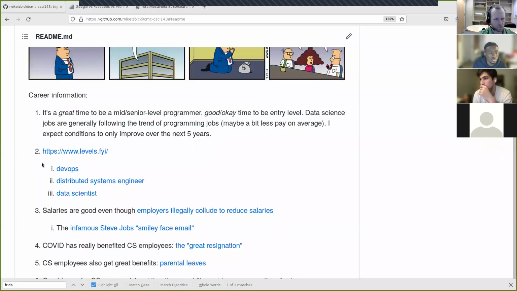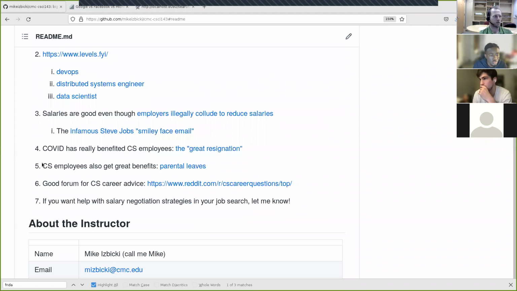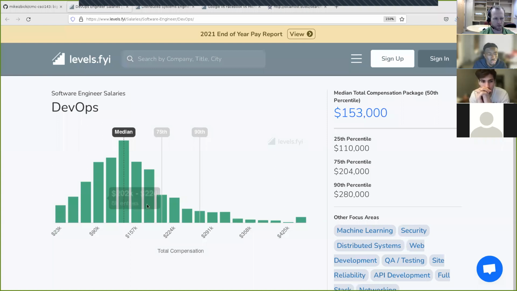In this class, we're going to be talking a lot about really practical things with managing large-scale systems. There are two particular job titles that cover this: DevOps and distributed systems engineer. We'll be talking about the details of exactly what those jobs entail throughout this semester. But you can see typical salaries for people who focus on those jobs spread out across the entire industry.